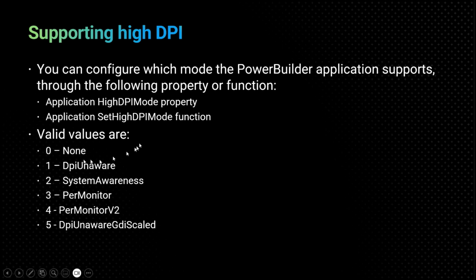So basically, both of those options are DPI unaware. Then you've got the system awareness, per monitor version 2, and the DPI unaware GDI scaled that I referred to in the first slide in this session. What I would really recommend is that you only look at two of these options, none and per monitor version 2. So either don't try to scale, or if you're going to scale, do it the right way. Go straight to per monitor version 2.